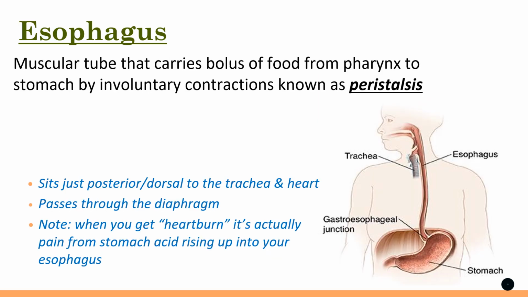The esophagus is going to be a muscular tube that carries that bolus of food from the pharynx to the stomach by those involuntary contractions that we talked about called peristalsis.